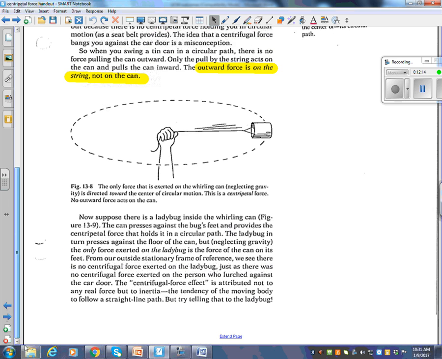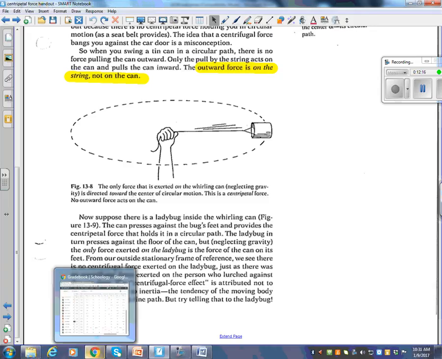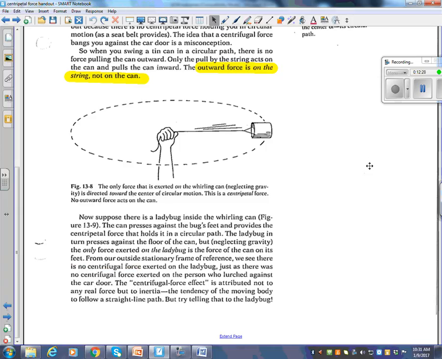Okay, now let's complicate the matters even more by putting a ladybug inside the whirling can. Or a person inside the, what was it? G-force? Okay, because that's really the same thing, right? Suppose there's a ladybug inside the whirling can. The can presses against the bug's feet and provides the centripetal force that holds it in a circular path. The ladybug, in turn, presses against the floor of the can. But, neglecting gravity, the only force exerted on the ladybug is the force of the can on its feet.